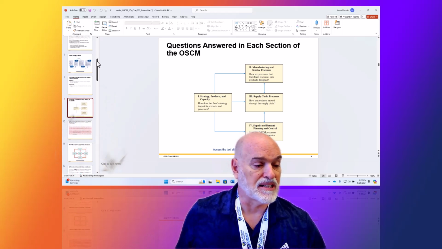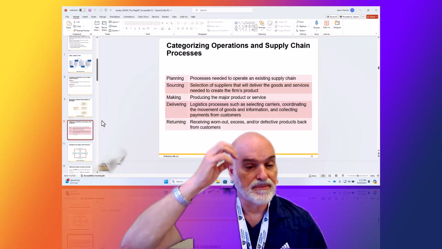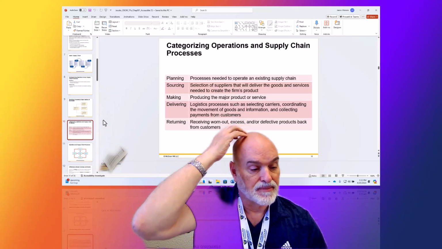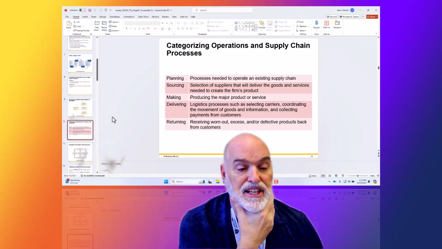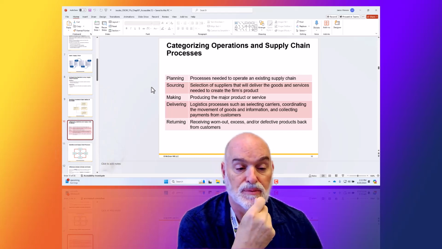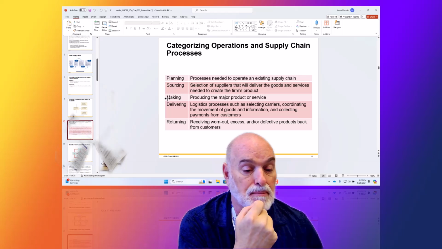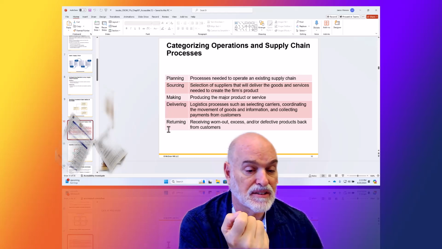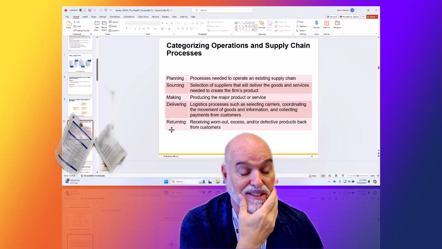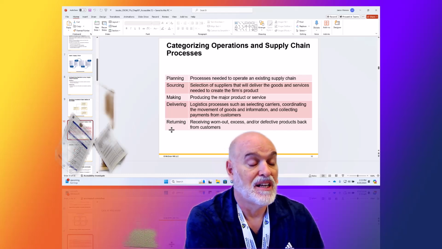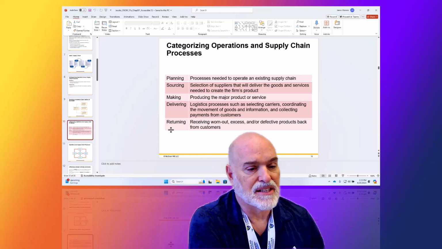Supply chain management processes. Next slide, categorizing operations and supply chain processes. So the main aspects here are planning, sourcing, making, delivering, and returning. Not that returning is something that companies want to do, but understand it's a necessary process.